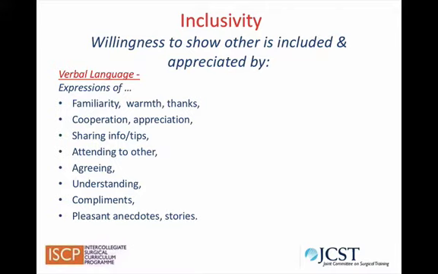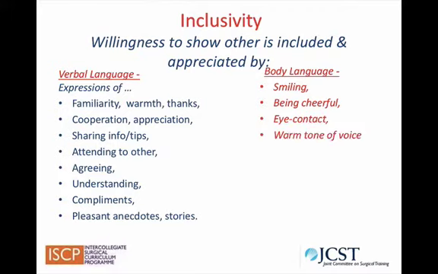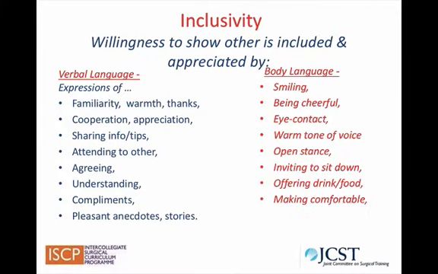But how do we show inclusivity in our body language? We can do this by smiling, being cheerful, using the right amount of eye contact, speaking in a pleasant tone of voice, having an open stance, inviting the other to sit down or offering food and drink, generally making the other feel comfortable. At the right time, physical touch to show empathy and understanding. You may know other ways we can use body language to show inclusivity. There will be a Word document for reflection on this at the end of the presentation.